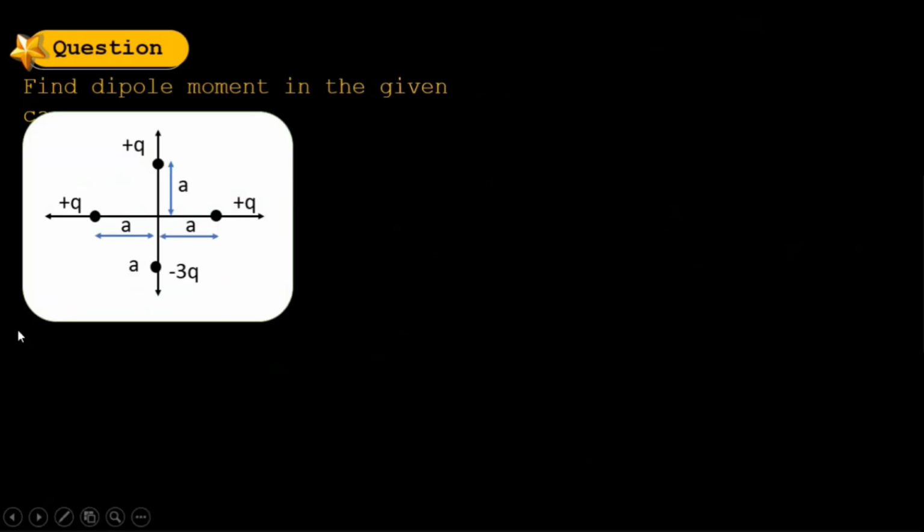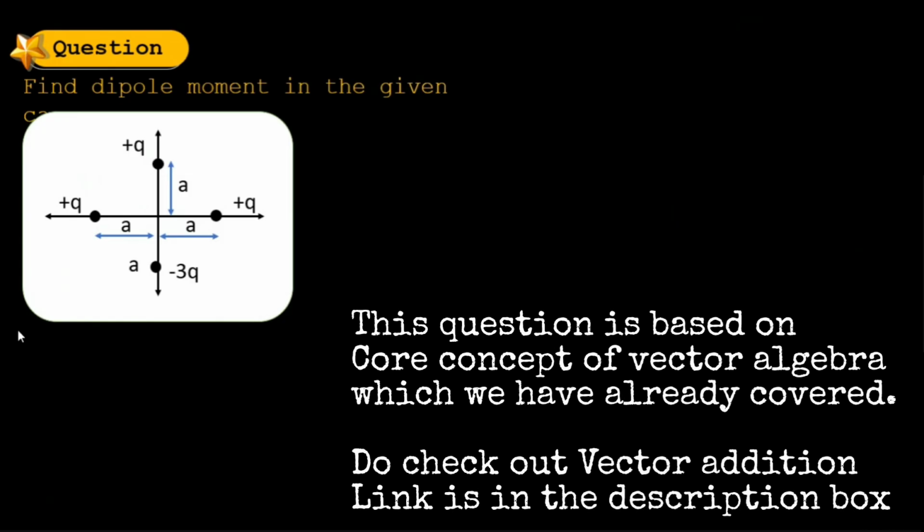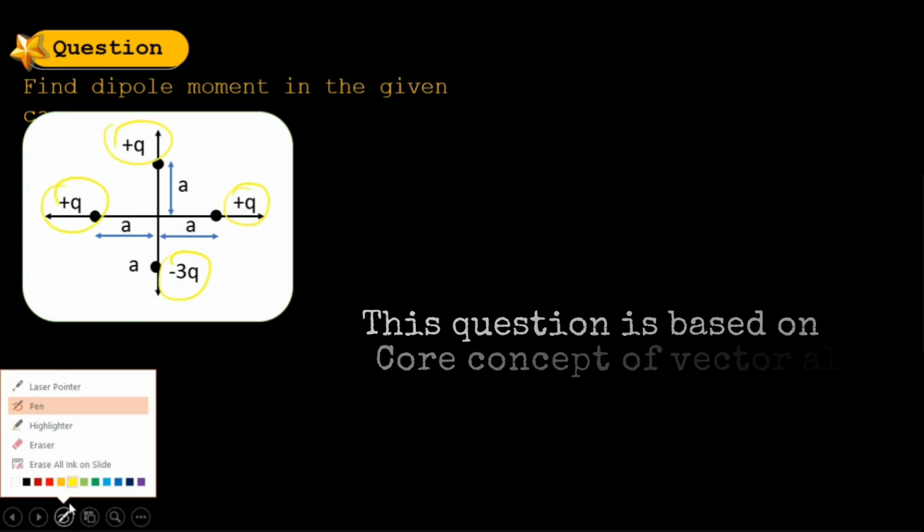Another case. So here again, we have to find out the dipole moment. In order to find out the dipole moment, we have to first of all see how the directions of the dipole moments will be directed. So just try to understand it this way. This is negative 3q charge. This is positive q. This is positive q. This is positive q. What we can do here?